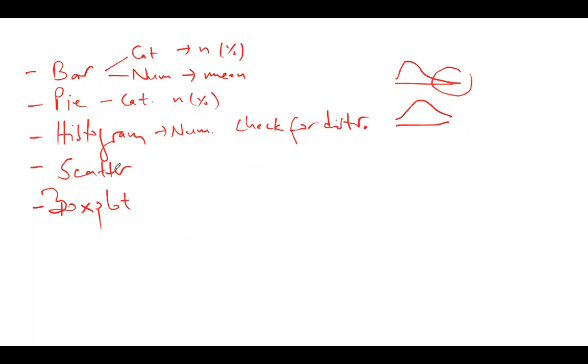Okay, then the scatter diagram. It's for two numerical data, and this gives us the correlation. It is used to check for the correlation between two numerical data. But it can also sometimes be one numerical and one ordinal data.